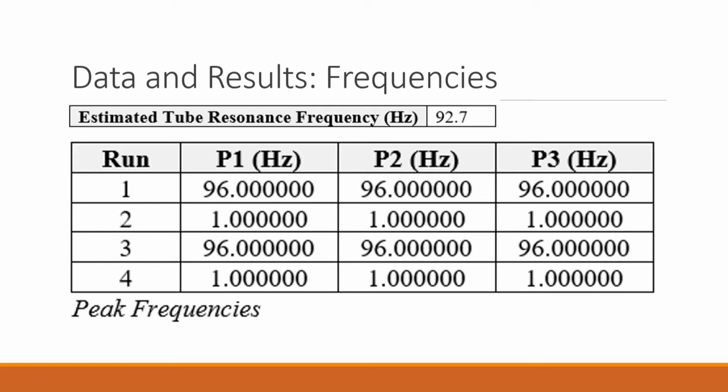We'll start with frequency. As you can see, the estimated tube resonance frequency was 92.7 Hz, which we'll get into how we calculated in a second. But I want to note that runs 1 and 3 and runs 2 and 4 had identical peak frequencies across all three transducers. This is going to become important in our analysis later.